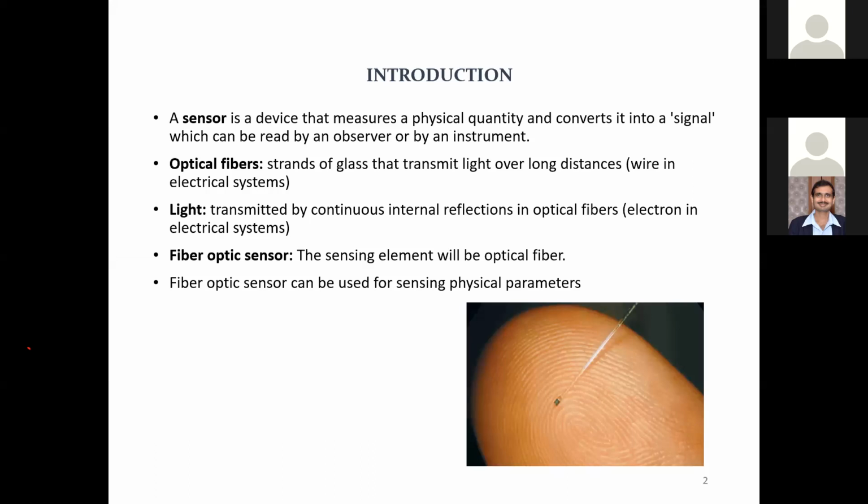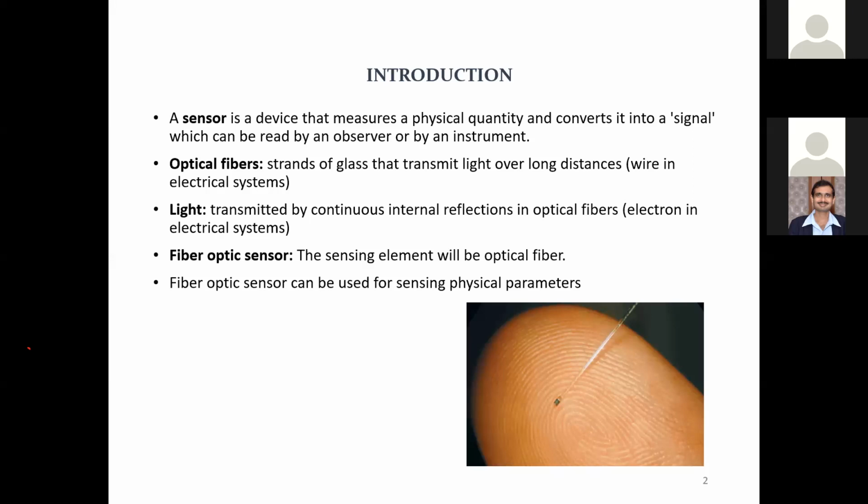Most of you, I think all of you, know what a sensor is. A sensor is a device that measures a physical quantity and converts it into a signal, which can be read by an observer or by an instrument. So basically, we want to measure some parameter through some device and convert it into useful information. In this talk, we are mainly talking about fiber optic sensors and how they are different from conventional sensors.